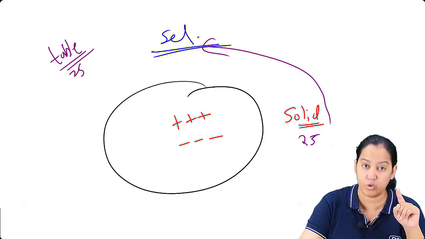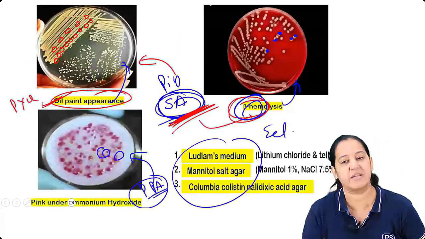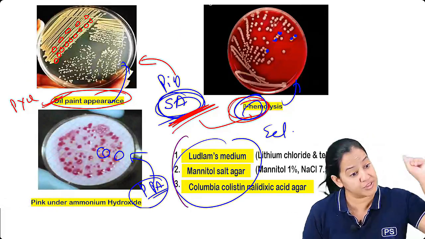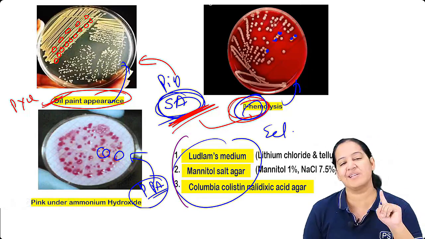I told you, after today's session, you read that table. बोला था क्या मैंने? हाँ, तो हर बैक्टीरिया का मैं सिलेक्टिव बताऊंगी. If you wish, उस टेबल में चेक करते जाओ. If it is not there, you can add. ठीक है? You have to learn the selective media of all.